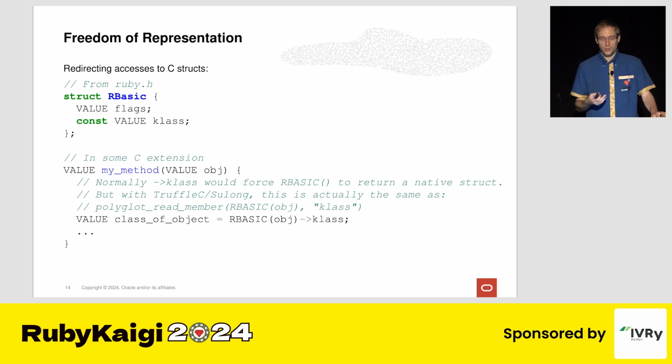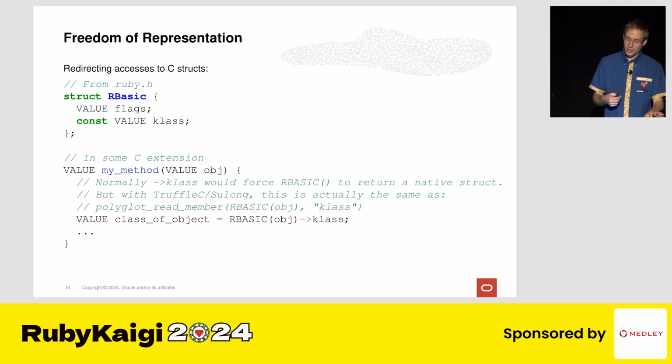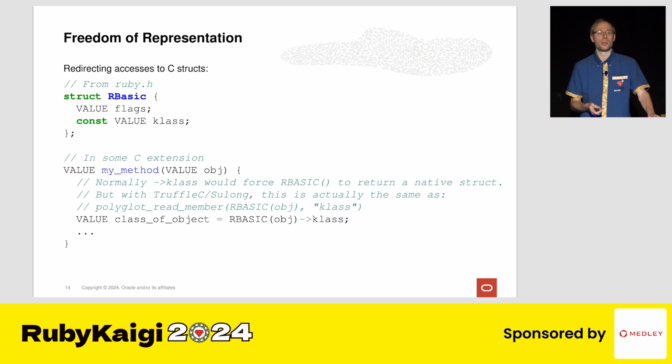If we look at a second example of this freedom of representation, we can redirect access to a C struct. Again, from the Ruby header, we have this struct RBasic, which most objects use. In that, we have the flags and the class of the object, the Ruby class. Suppose my C extension method tries to get the class of that object. One way to do it is to use this RBasic macro, which just returns a pointer to this RBasic struct, and then read the class member. Normally that would just say: I dereference the pointer, and I read at offset 8.